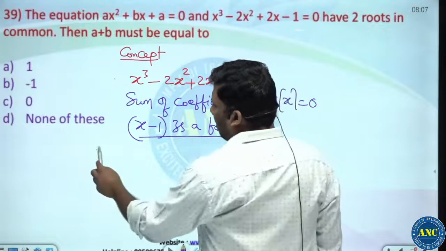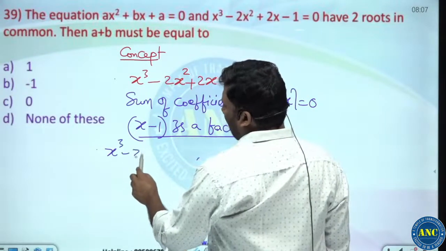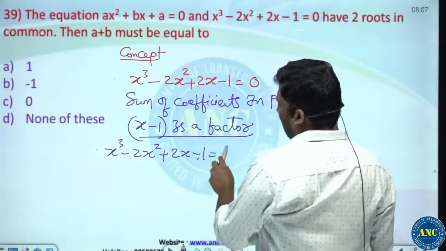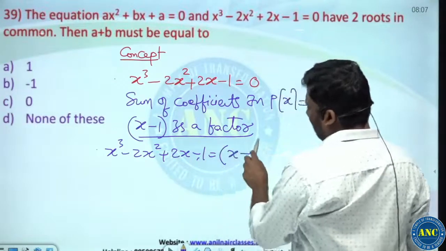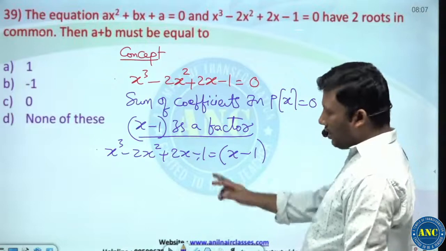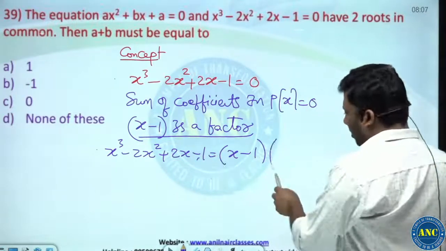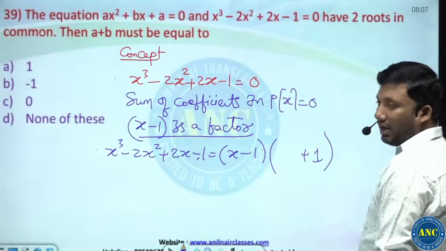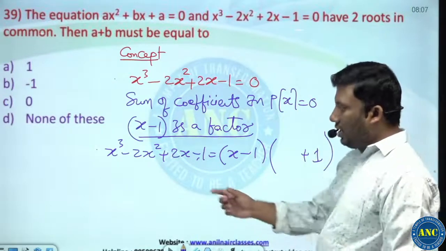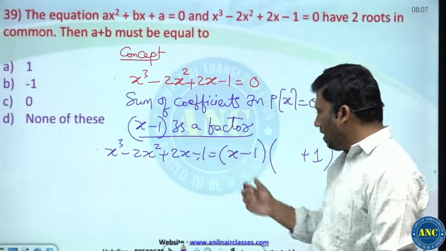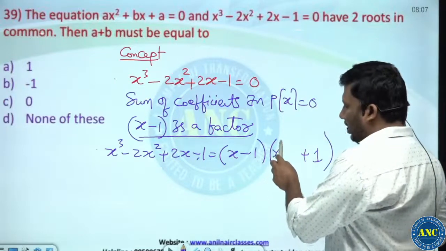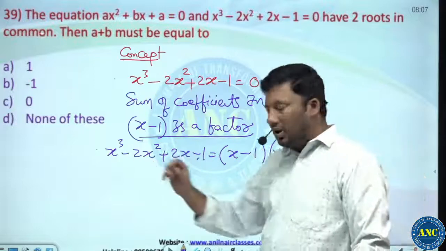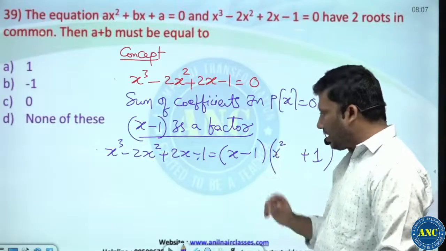Now what we will do is x cube minus 2x square plus 2x minus 1. It is x minus 1 into something. The constant is minus 1, so minus 1 into plus 1 only will give you minus 1. The constant is 1. Here it is x cube, so x into another x square will come. X into x square is x cube. Now here it is minus x square.